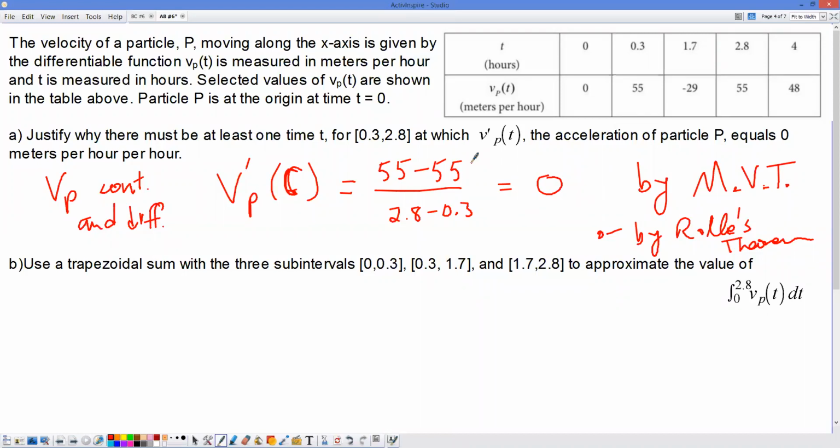Derek, what would happen if you mentioned both? You mean both MVT and Rolle's theorem? Yeah, if you said mean value theorem and Rolle's theorem, then that's fine. So Sean, what do you mean? Do you state the interval? Yeah, we want to say that V is continuous and differentiable on our interval. You do need to say that. I should have said it's continuous on the closed interval and differentiable on the open interval from 0.3 to 2.8.